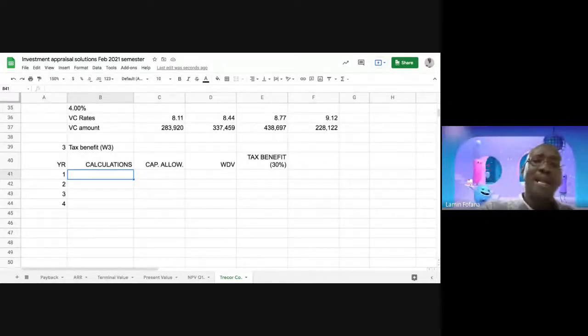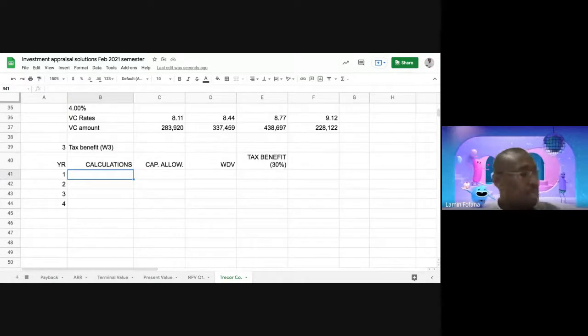When we are calculating our capital allowances, for your information, it is the same as depreciation, but it is the depreciation for the taxman. The taxman does not allow depreciation expense, but it allows you to take the benefit of a tax benefit on your capital allowance. Is that clear? So now we're going to calculate it using our reducing balance method.